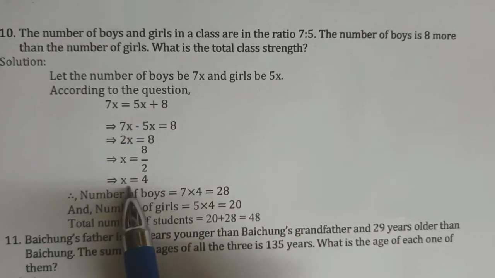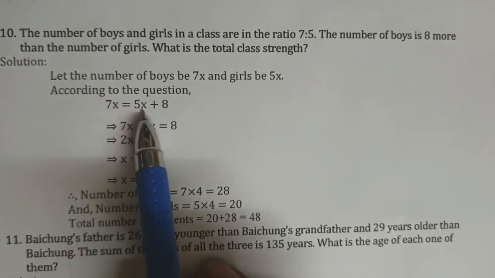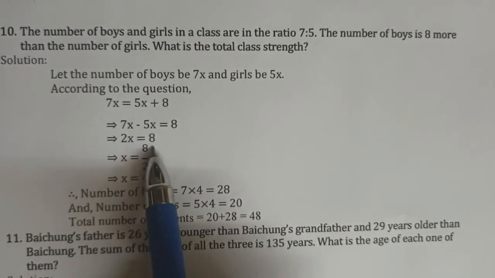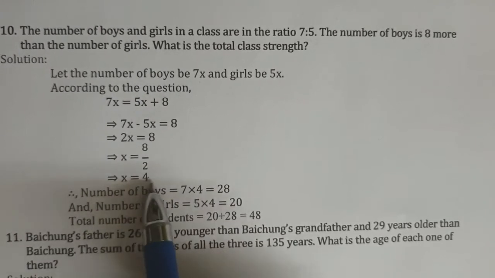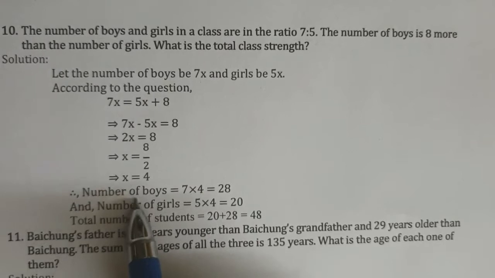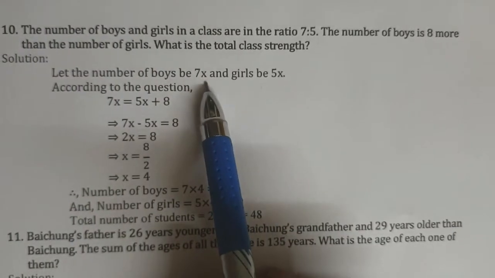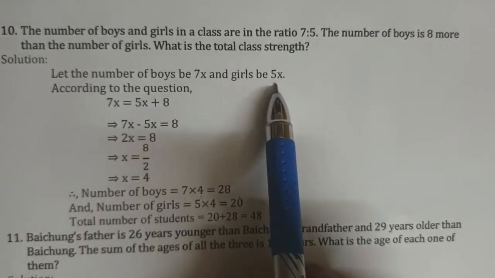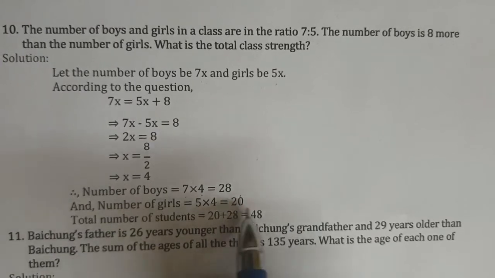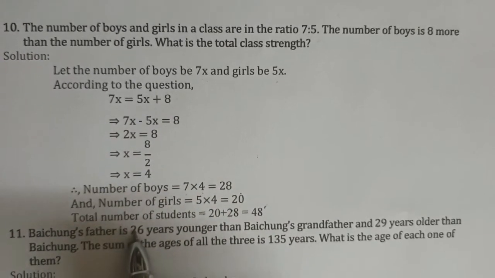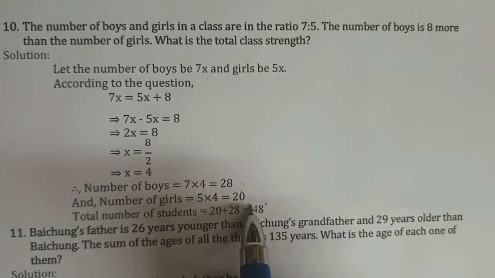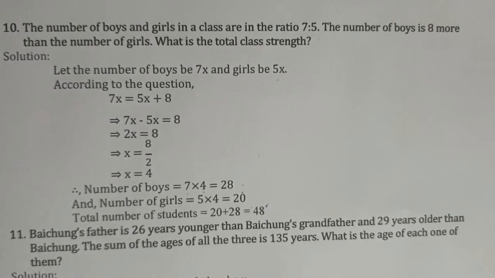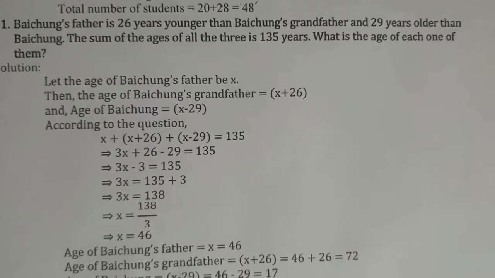So how will we find the value of x? 5x will move to the left hand side and it will be subtracted, and then 2 will be moved to the right hand side. So we'll get the value of x. So the number of boys was 7x, so 7 multiplied by 4 is 28, and the number of girls was 5x, so 5 multiplied by 4 is 20. And what is the total number of students? Number of boys plus number of girls, that is 20 plus 28 is 48. So in this way we can find the number of girls and boys.